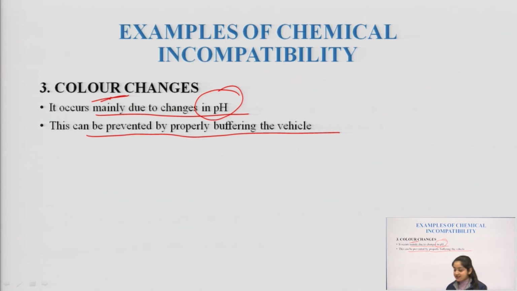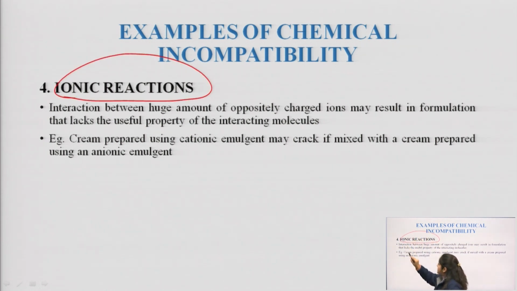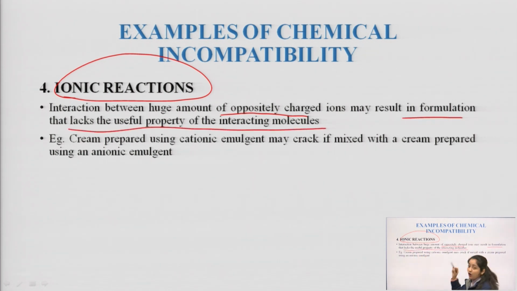Moving on towards the next example. This is the last example of chemical incompatibility, known as the ionic reactions. Interaction between large amounts of oppositely charged ions may result in a formulation that lacks the useful property of the interacting molecules. If huge amounts of cations and anions are completely interacting with each other, the activity of the formulation decreases gradually, or the potency of the formulation is completely decreased.